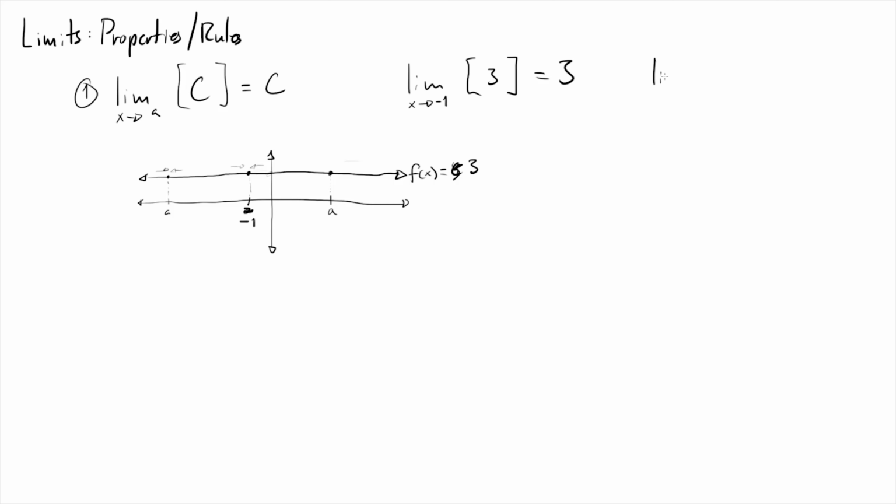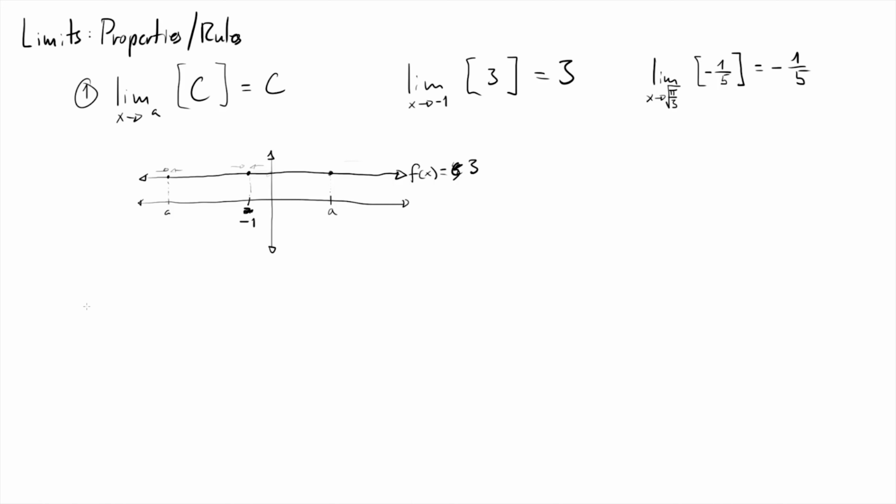I can say, what is the limit as x approaches the square root of pi divided by 3 of some function, negative 1 over 5, let's say, just random numbers. What is this limit equal to? Well, it's just equal to negative 1 over 5. Okay, so that's our first property, or more so our rule.